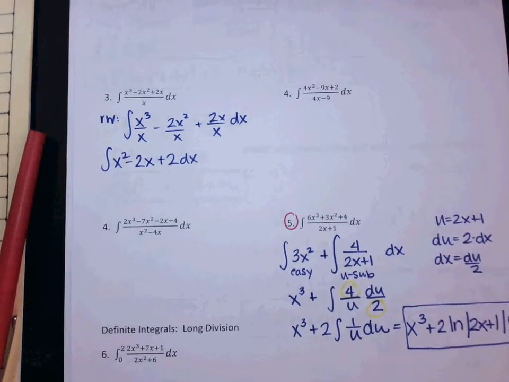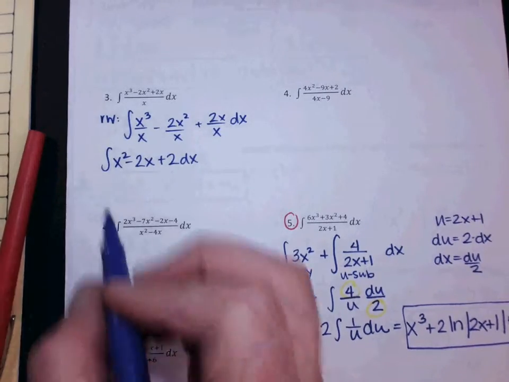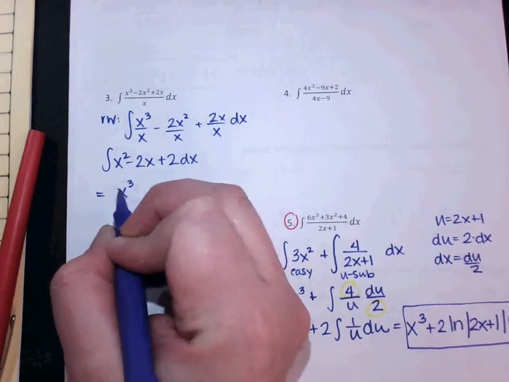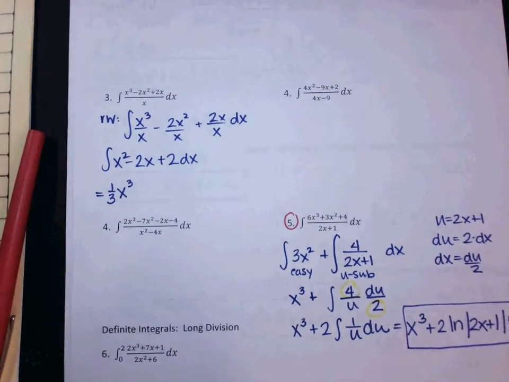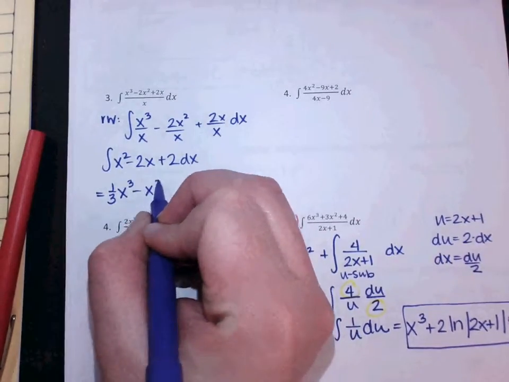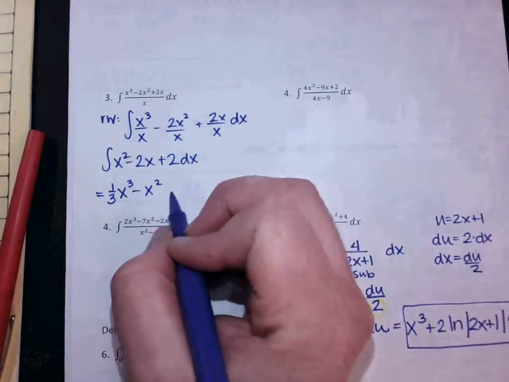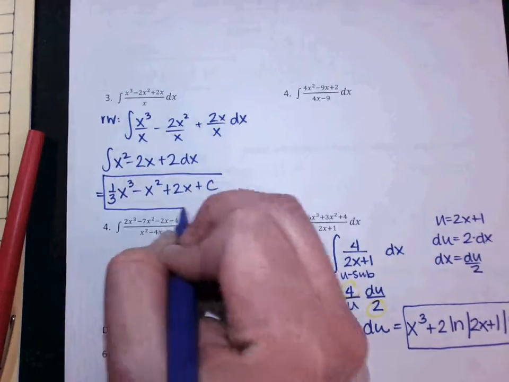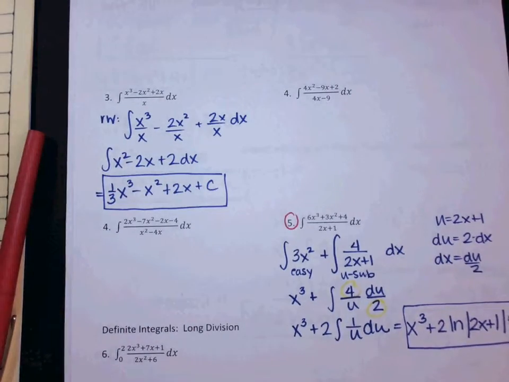What would your antiderivative be at that point? Okay, so add 1, it'd be x to the 3 with a 1/3. Next term? x squared. Next term? 2x plus c. Good. Okay? Now, I want you to look at number 1.